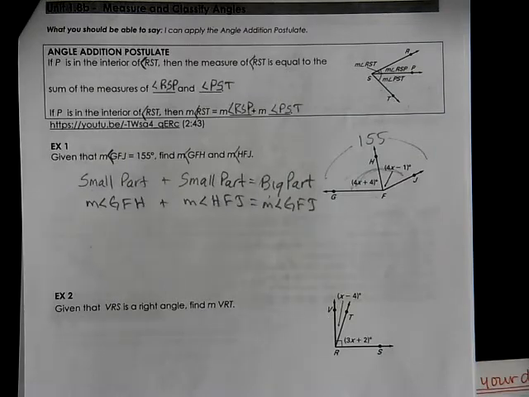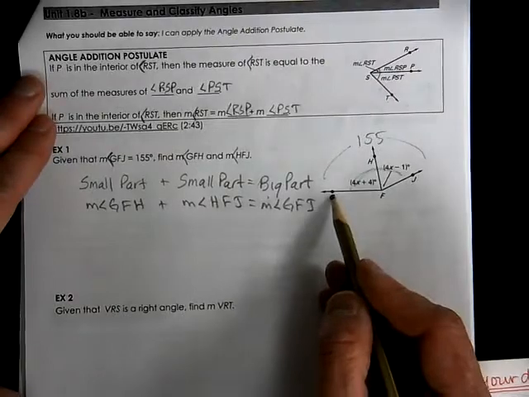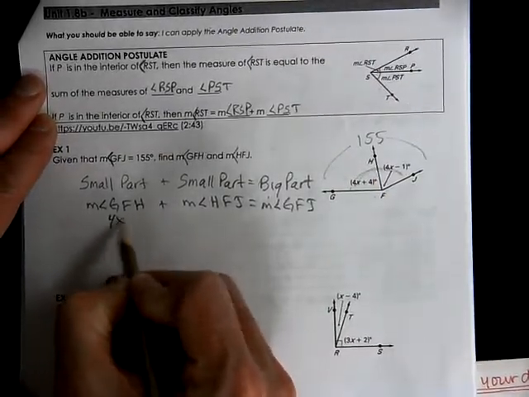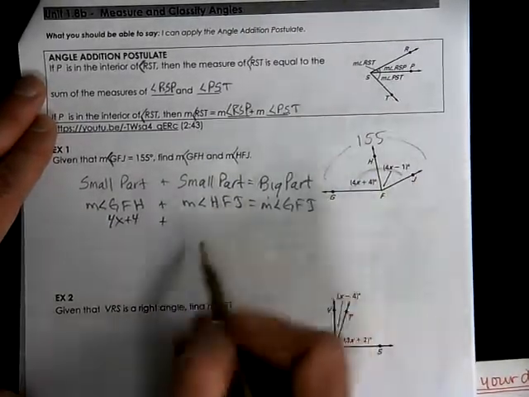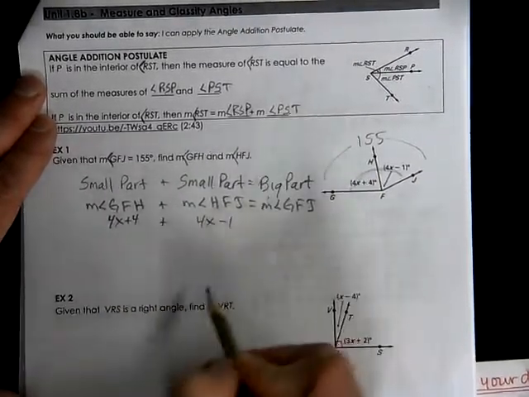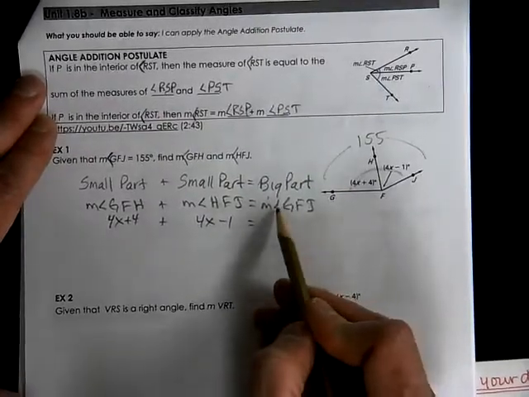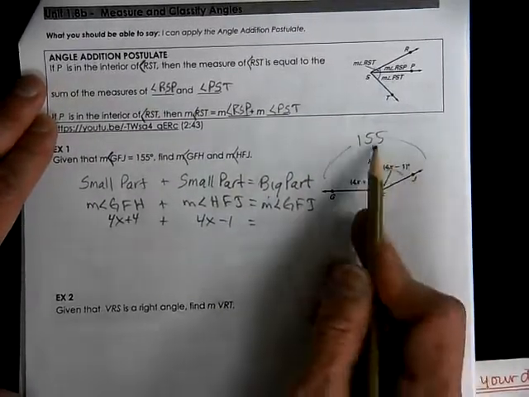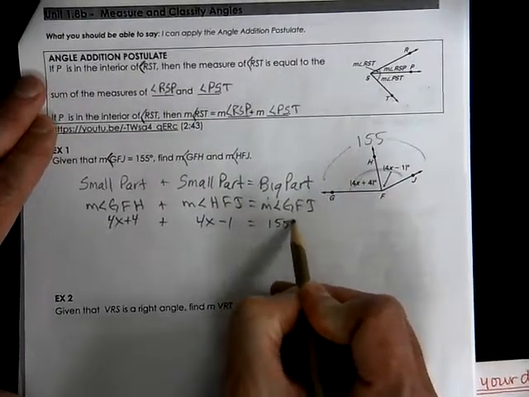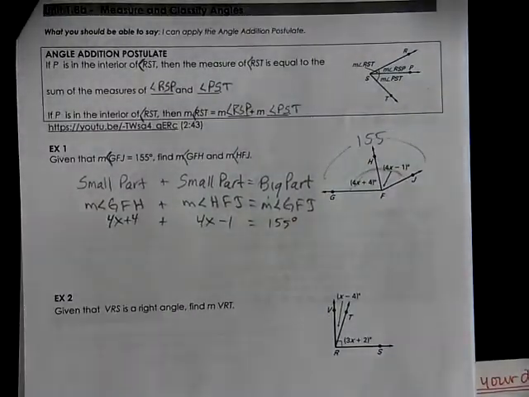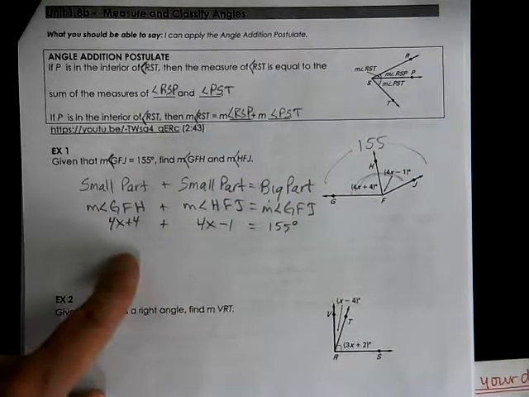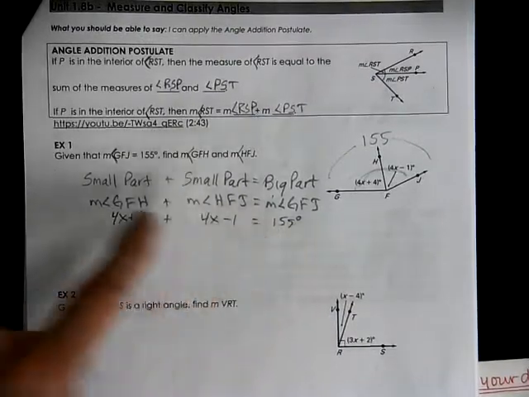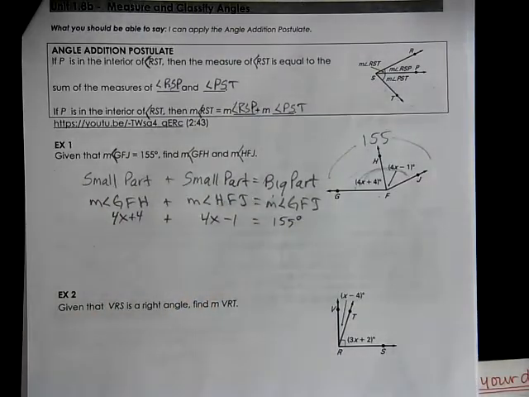So we have three separate angles, and we have information for all three angles. We know that GFH is 4x plus 4. HFJ is 4x minus 1. And the largest angle, GFJ, was 155. Notice how we substituted in values in all three parts. If you can't substitute in for all three parts, then it's not appropriate to use angle addition postulate.